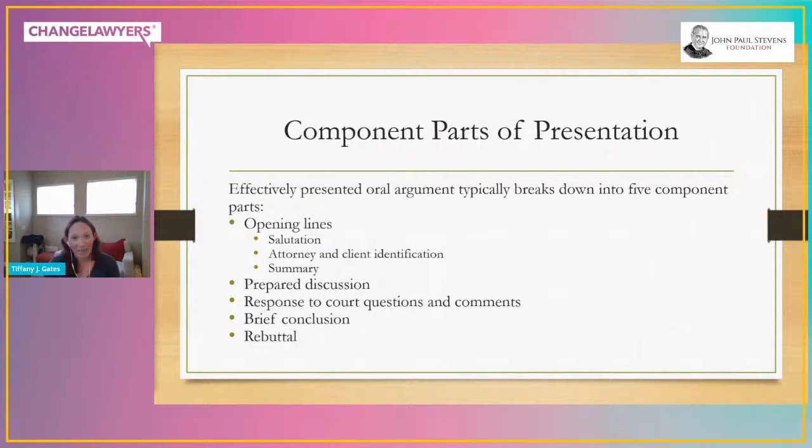And also, when the court jumps in with a question, if they're interrupting you, you need to stop talking to let them ask that question. That's another important part of responding, is letting them ask the question in the first place.